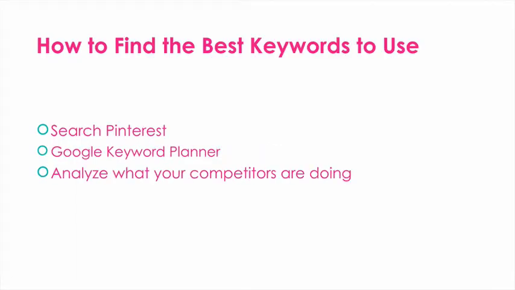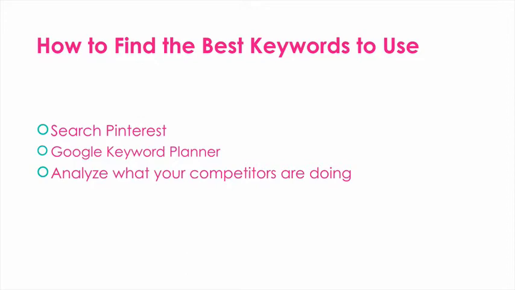So how to find the best keywords to use. One of my favorite ways to find what keywords I should be using in my pin descriptions and board descriptions is by simply using the search function on Pinterest and typing in a specific keyword and using a variety of the words that pop up. This gives you a leg up because people are already searching these words. So it just makes you be able to be found on Pinterest a lot easier.